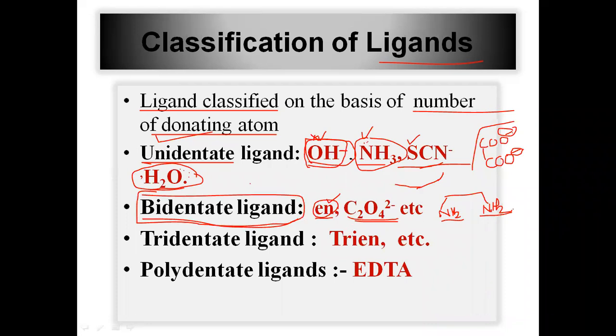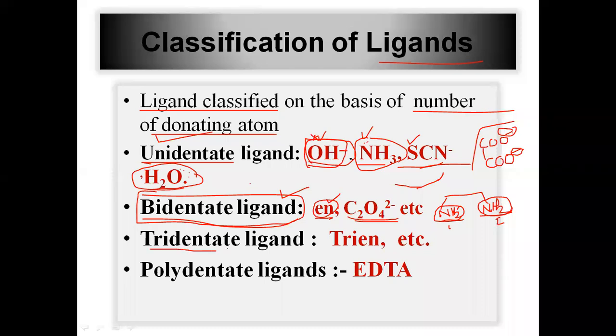And this is the diamine molecule EN. So it also has NH2 at the one end and NH2 on the other end. Okay, so total two donating sides are there. So that's why you can put this in the class of bidentate ligand, because of two donating sites.